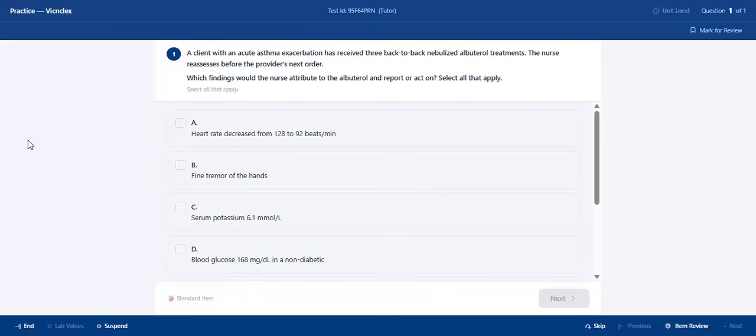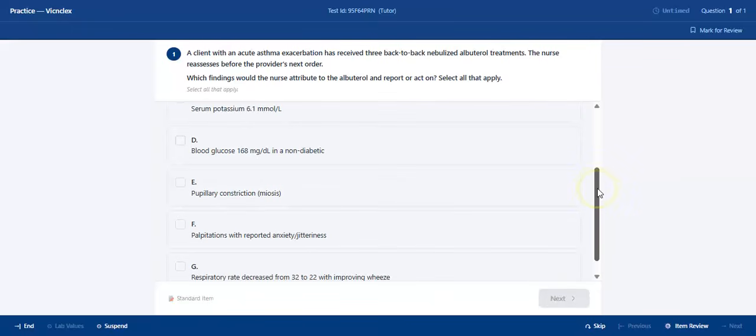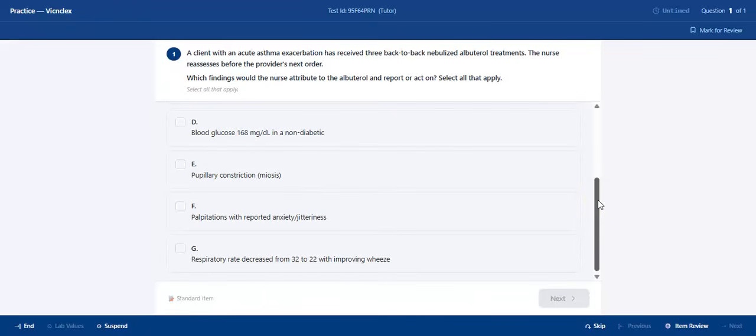Select all that apply. A, heart rate decrease from 128 to 92 beats per minute. B, fine tremor of the hand. C, serum potassium of 6.1 millimoles per liter. D, blood glucose of 168 milligrams per dL in a non-diabetic. E, pupillary constriction, miosis. F, palpitations with reported anxiety and jitteriness. And G, respiratory rate decrease from 32 to 22 with improving wheezing.